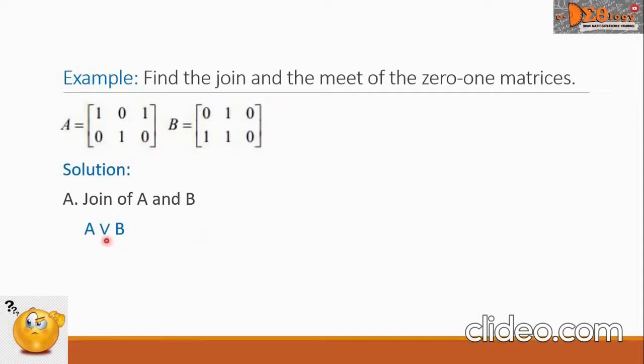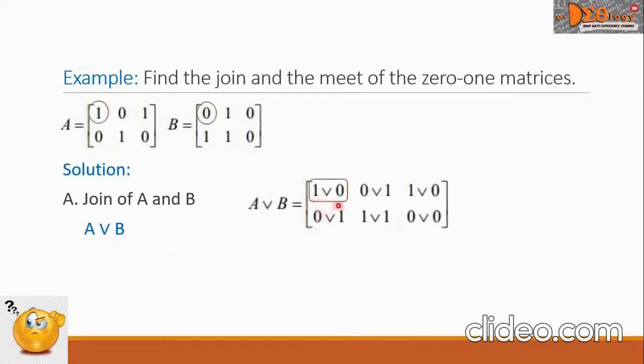Remember that for the OR operation, the value is always 1, except when both entries are 0. So we are going to write the join like this, A or B. For the first entry, 1 or 0 is 1. Second, 0 or 1 is 1. Third, 1 or 0 is 1. Next, 0 or 1 is 1. Then, 1 or 1 is 1. Next, 0 or 0 is 0. So the join of A and B is the matrix 1, 1, 1, 1, 1, 0.